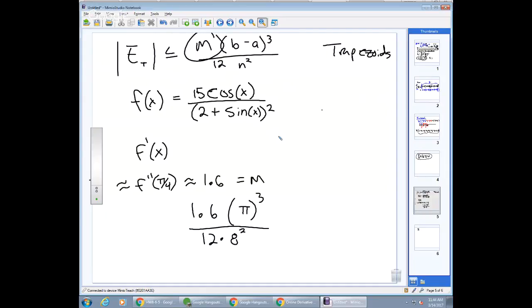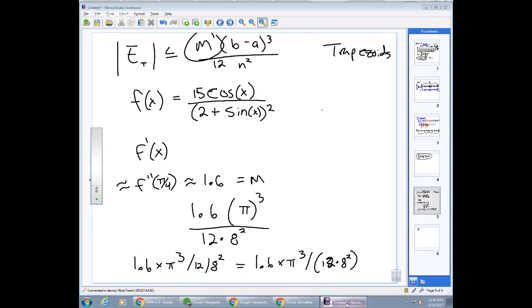Yeah, so when you type into a calculator, if you wanted to do this right here, you could either type it as, say, 1.6 times pi cubed, dividing by 12, and dividing by 8 squared. That's exactly the same thing as saying 1.6 times pi cubed divided by parentheses 12 times 8 squared. So these two are equal. Yeah, so I didn't feel like typing the parentheses. It was less ink.